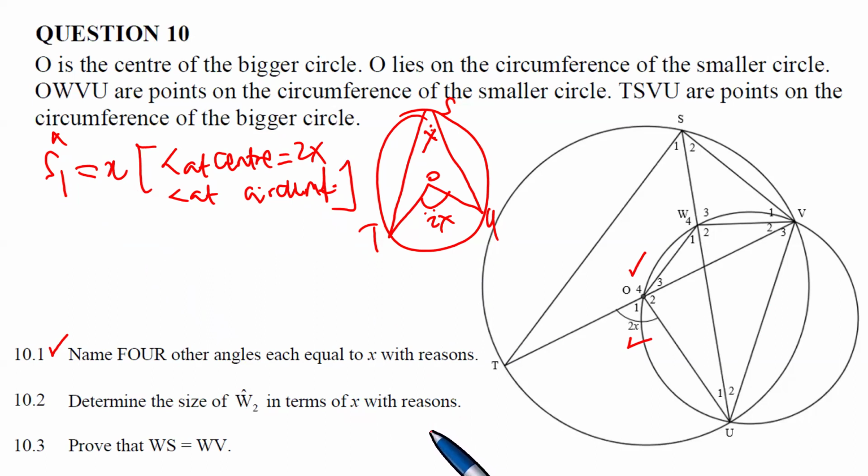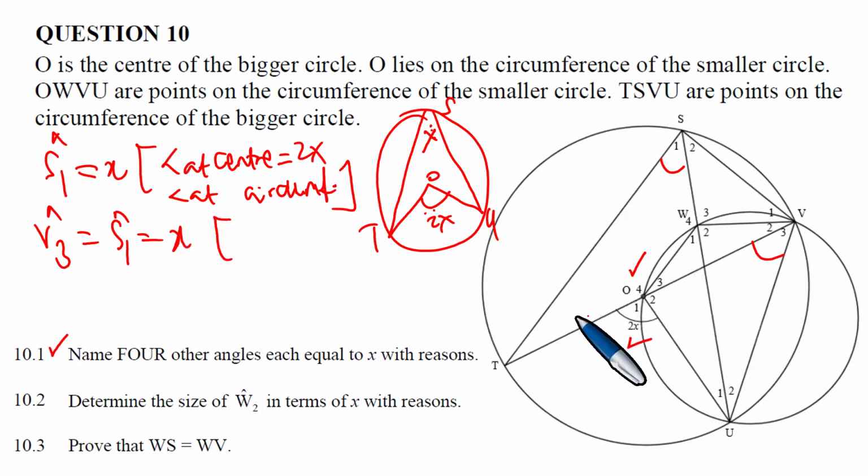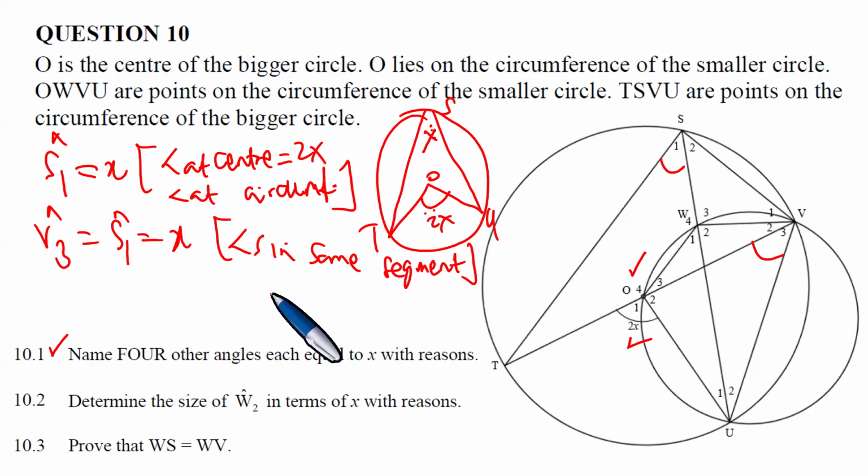Angle V3 equals S1. Good, the angle V3. Excellent stuff. The angle V3 equals S1. Why is that the case? That's cyclic quad V3, which is S1, which is already equal to x. Angles in the same segment. Angles in the same segment.